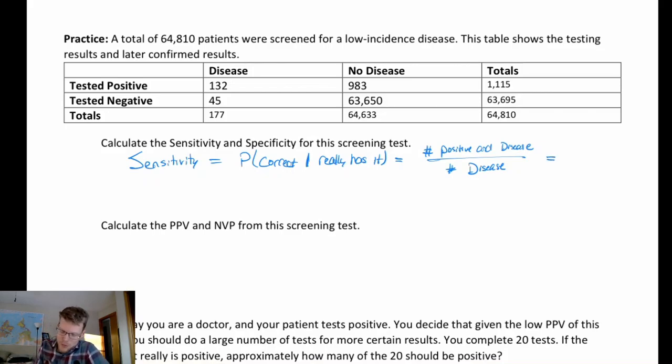And so I'm looking and I'm seeing that 132 have the disease and tested positive. And there are 177 who really have the disease. So 132 over 177 is my sensitivity measure. That's the percentage of really truly positive people that I'm catching with the positive diagnosis. So that's going to be some number, 0.746. I'll just round that.